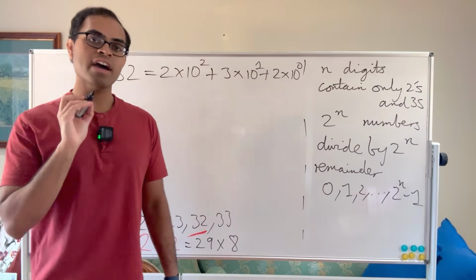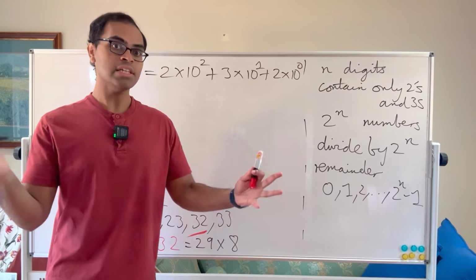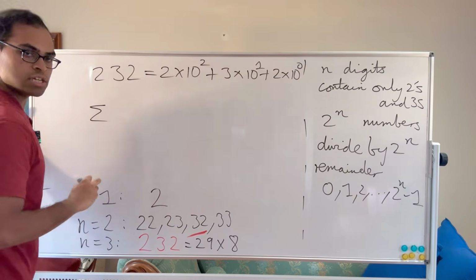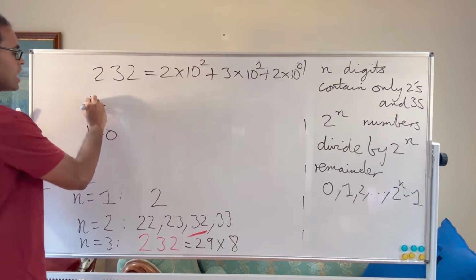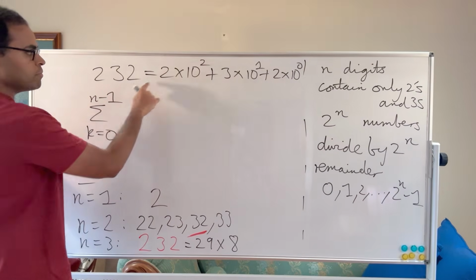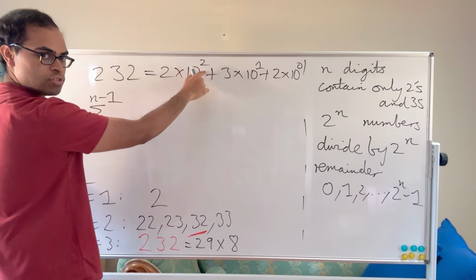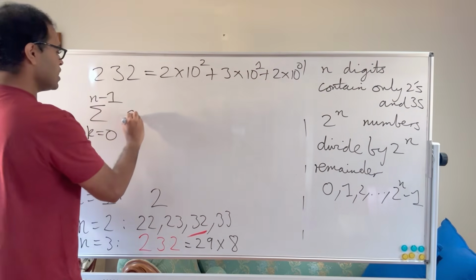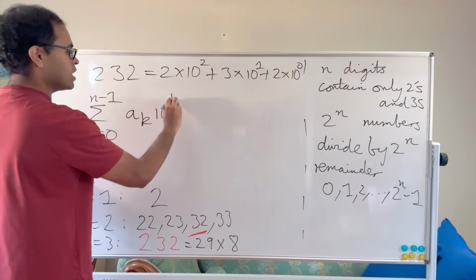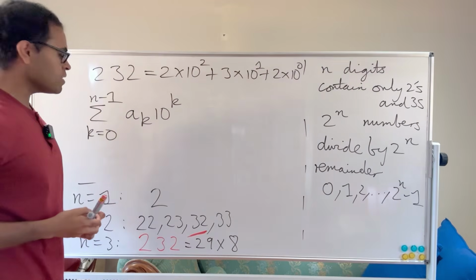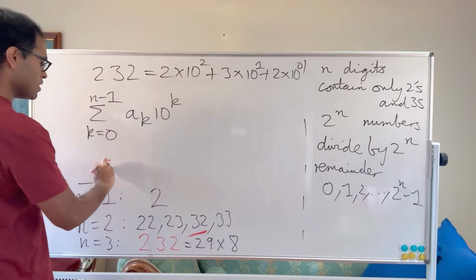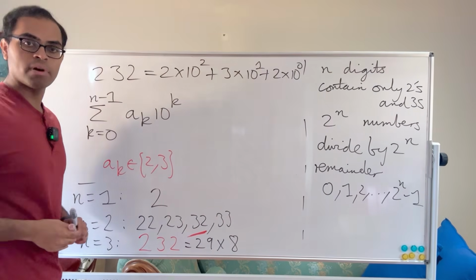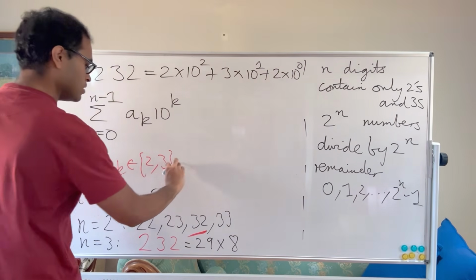My point being that if I have an n-digit number that contains only the digits 2s and 3s, you can write it as a summation, where k varies from 0 to n minus 1. For 3-digit numbers, the highest power of 10 was 2. That's n minus 1, where n is the number of digits. So we get the sum, k from 0 to n minus 1, of ak times 10 power k. This is the decimal expansion of our number, and all the digits are 2 or 3. We write this mathematically as ak is in {2, 3} for all k.